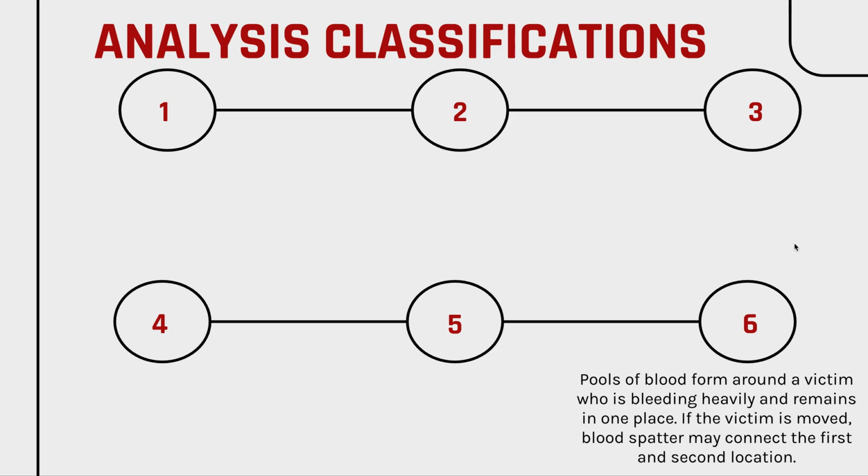And then finally, pools of blood form around a victim who is bleeding heavily and remains in one place. If you move that victim, then the blood spatter might be able to connect the first and second location if the criminal isn't paying attention to it. Obviously, if you have a perpetrator who is paying a little bit more attention to potentially making trails leading from one place to another, you might not be able to find this.